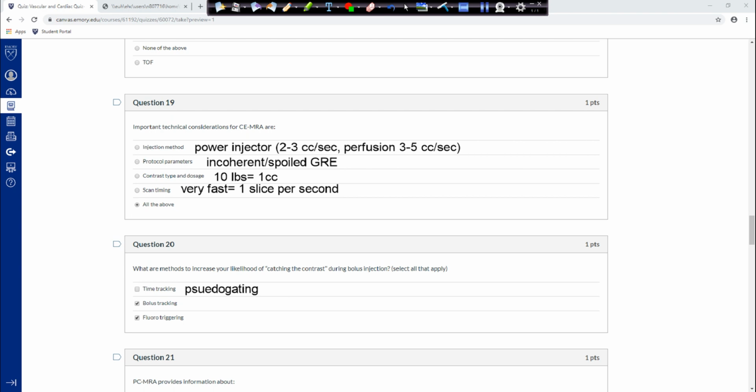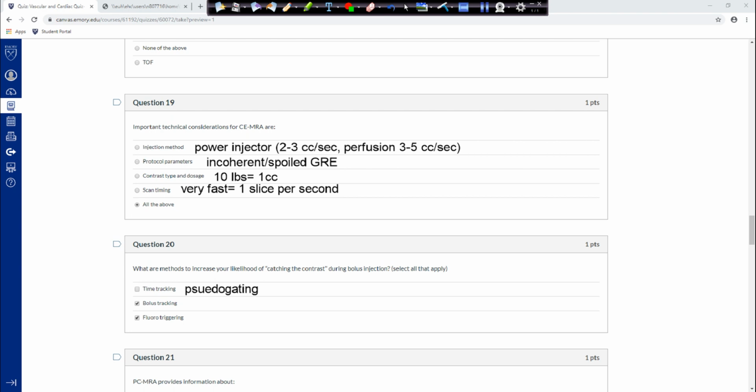Pseudo-gating is like, remember we had cardiac gating, respiratory gating. All these things are usually planned with our system. Pseudo-gating is really just observing their heart rate and then planning your pulse sequence off of their heart rate. For some reason, we can't see that elevated R wave on our system, so we just plan it off their heart rate. So that's pseudo-gating. But our best way to catch our contrast is our bolus tracking, fluoro triggering.